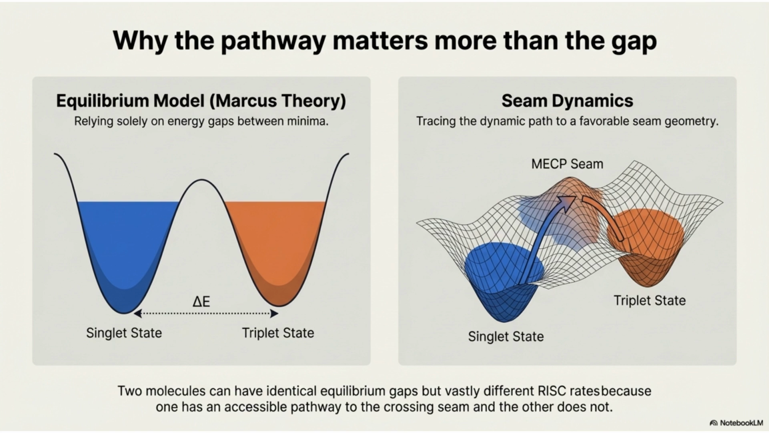Molecules can have identical equilibrium energy gaps, but vastly different reverse intersystem crossing rates. This is because the dynamic pathway to the crossing seam, or seam dynamics, matters more than the static energy gap between the minima.